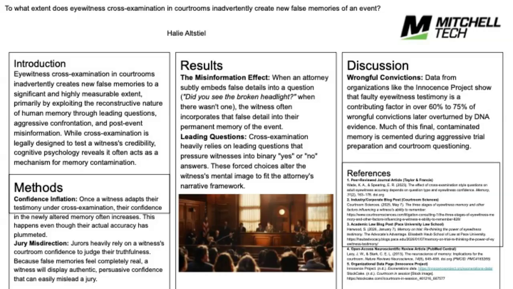The real-world consequences are devastating. Data from the Innocence Project shows that faulty eyewitness testimony is a contributing factor in over 60 to 75% of wrongful convictions that were later overturned by DNA evidence. A huge chunk of that faulty memory gets locked in during trial prep and aggressive courtroom questioning. So next time you see a lawyer tearing a witness apart on TV, remember, they aren't just unearthing the truth. They might be accidentally writing a whole new version of it.